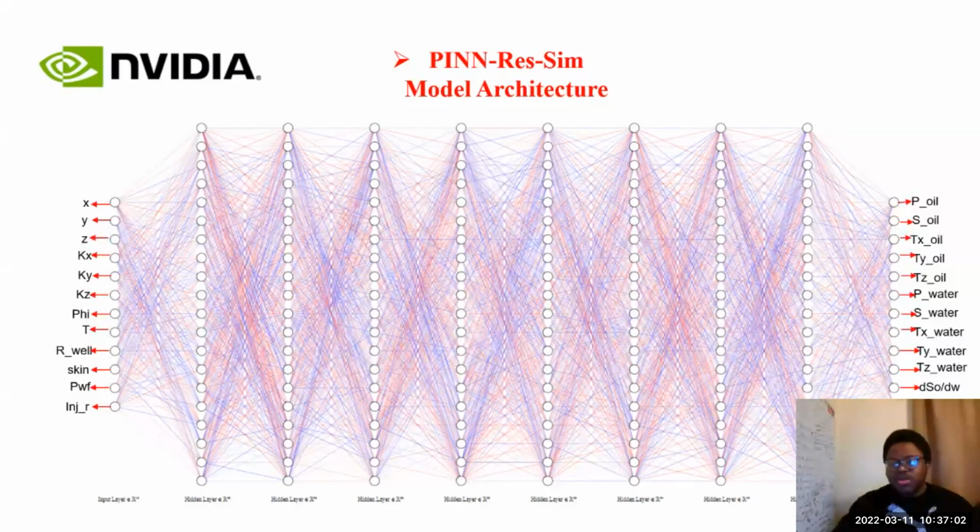Now, the outputs are for the oil and water. So there are 6 components, each for the oil and water: the pressure, the saturation, the flux in the X direction, Y direction, Z direction, and then the change of the saturation with respect to T. This should be T, pardon me. This should be dS over dt, not dW. So dSO over dt and dSW over dt. So the left-hand part is the saturation change with respect to time.